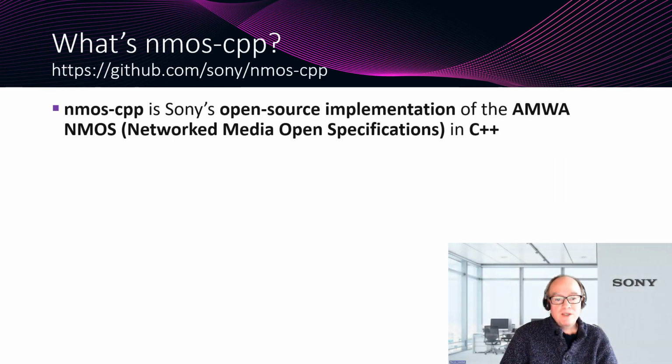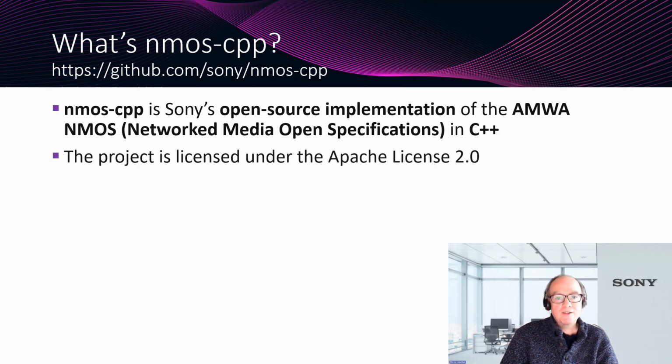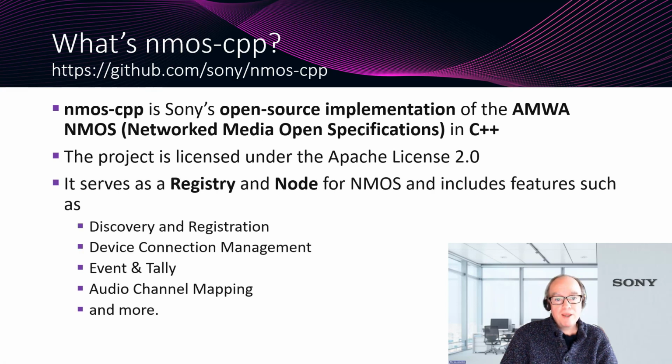What is NMOS CPP? NMOS CPP is Sony's open source implementation of the Networked Media Open specifications in C++ and is licensed under the Apache 2 license. NMOS CPP is a library that can be used to implement NMOS registries and NMOS nodes. In the open source code, you will find an example registry application and an example node application.